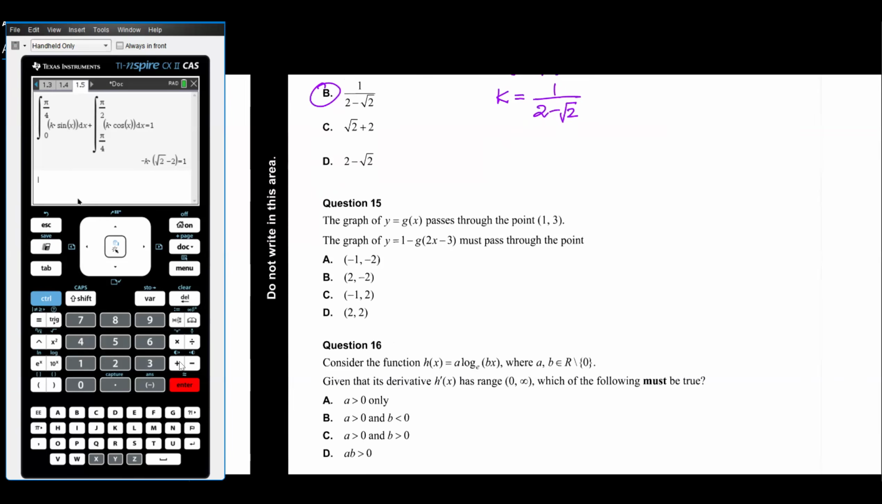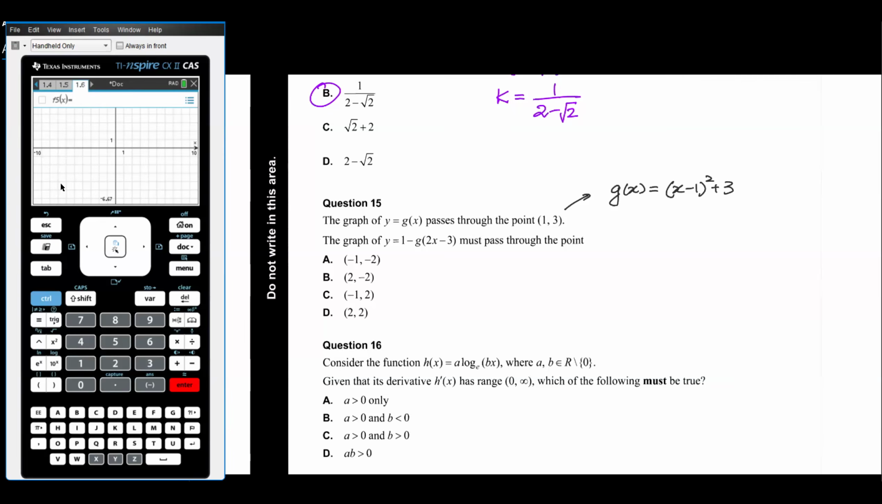Okay, graph of g of x goes through the point 1, 3. So you have various methods to tackle this one, but what I will do is, let me show you. I can create a very simple function. For example, let's suppose g of x is x minus 1 squared plus 3. So make 1, 3 the turning point, the most obvious feature on the graph. Then I'm going to sketch y equals to 1 minus g of 2x minus 3. So after the transformations involved, you'll be able to identify the turning point easily.